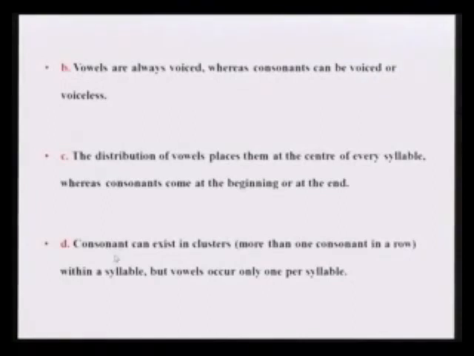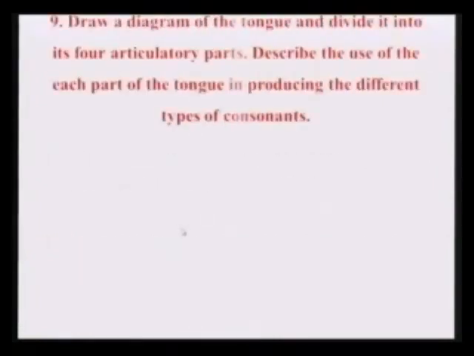احنا بنتكلم على syllable علشان الفونetics والفونولوجي شغلتها syllable. Consonants can exist in clusters. Clusters يعني more than one consonant in a row. str وده أقصى حاجة within a syllable, but vowels occur only one per syllable. Only one heart, one nucleus، وممكن يبقى حواليها consonants كتير.